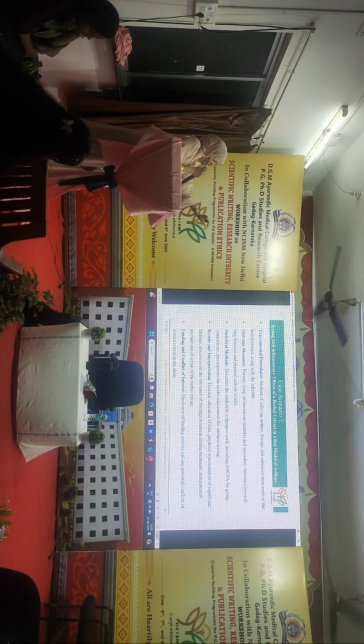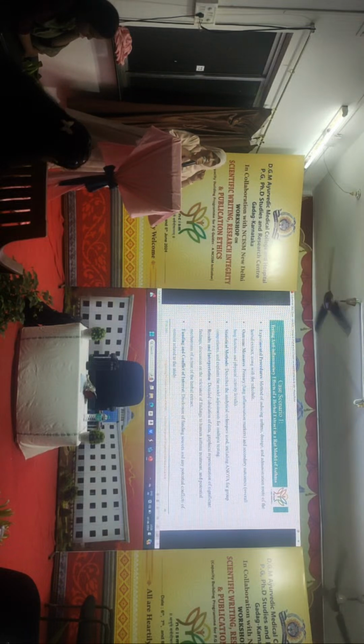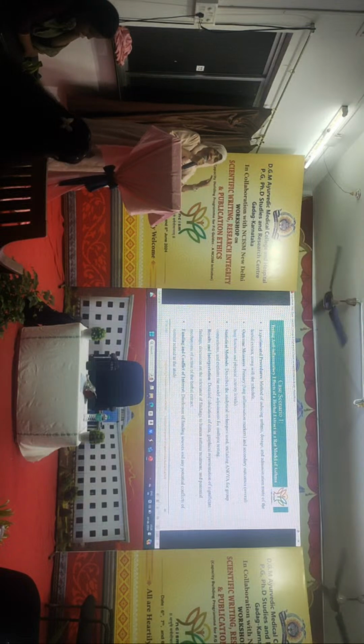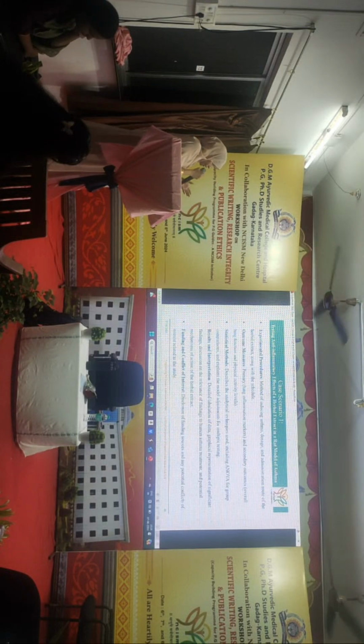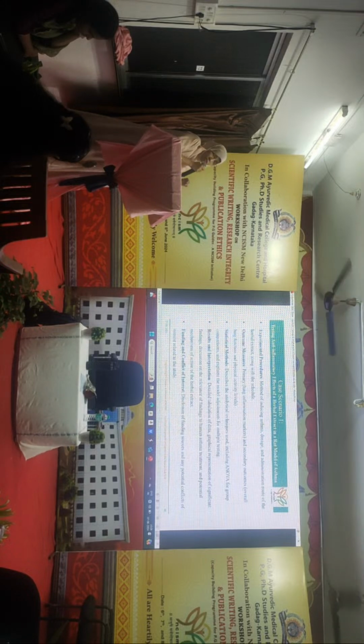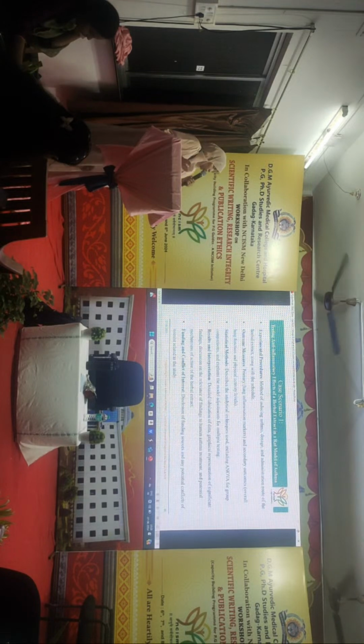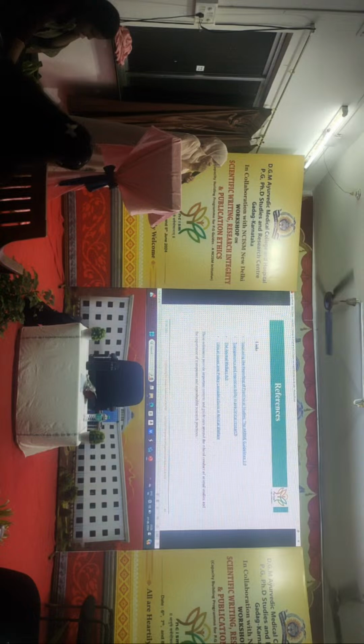The results and interpretation, it has to be given in tabulated forms, figures, bar charts, all those things, bar diagrams. Then funding and conflict of interest. You have to write down who has funded this particular research and there is no conflict of interest in the study. These are the references.